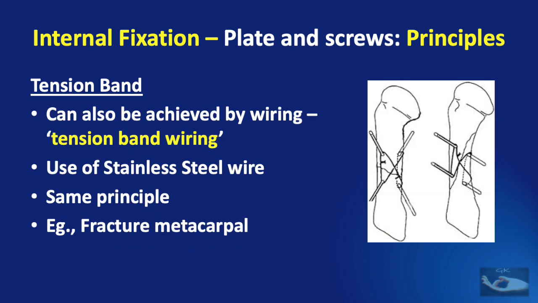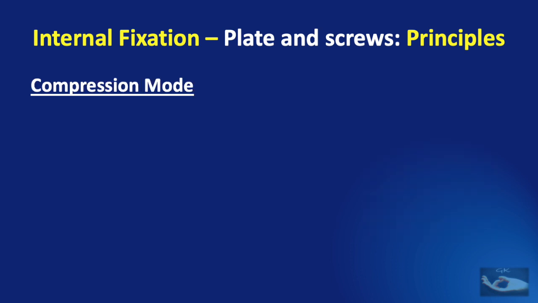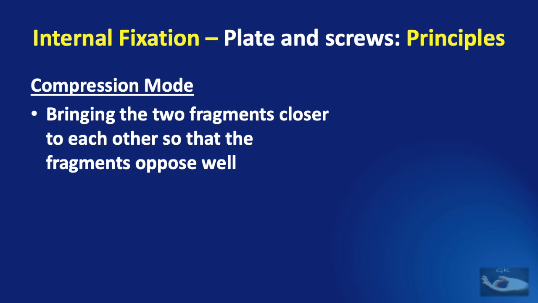This effect can also be achieved by wiring, which is known as tension band wiring, by use of K-wires and stainless steel wire based on the same principle. Example, fixation of fractures of metacarpals. Finally, the compression mode. When the plate brings the two fragments closer to each other so that the fragments oppose well, the plate is said to be in compression mode.